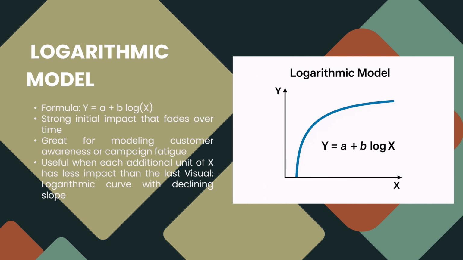exposure brings smaller gains. In Excel, you can insert a scatter plot and add a logarithmic trend line and display the equation. Excel will automatically base it on the natural logarithm. This lets you evaluate how quickly your gains taper and whether further investment in that input is justified or not.